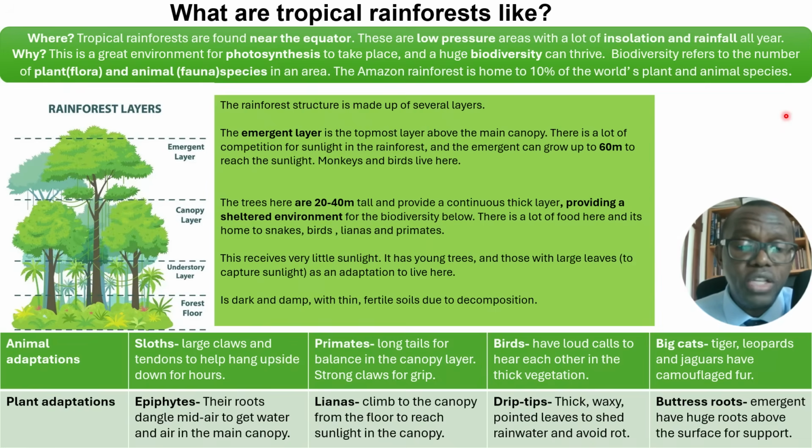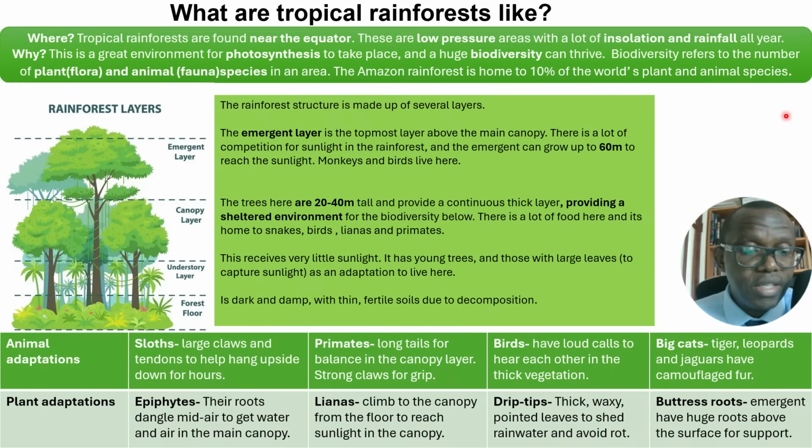Then we have birds here as well, and their adaptation is that they have loud calls so that they can hear each other in the very thick vegetation, especially in the canopy layer. Then we have the big cats as well. So tigers, leopards, and jaguars have camouflaged fur so that their prey cannot see them when they are approaching.